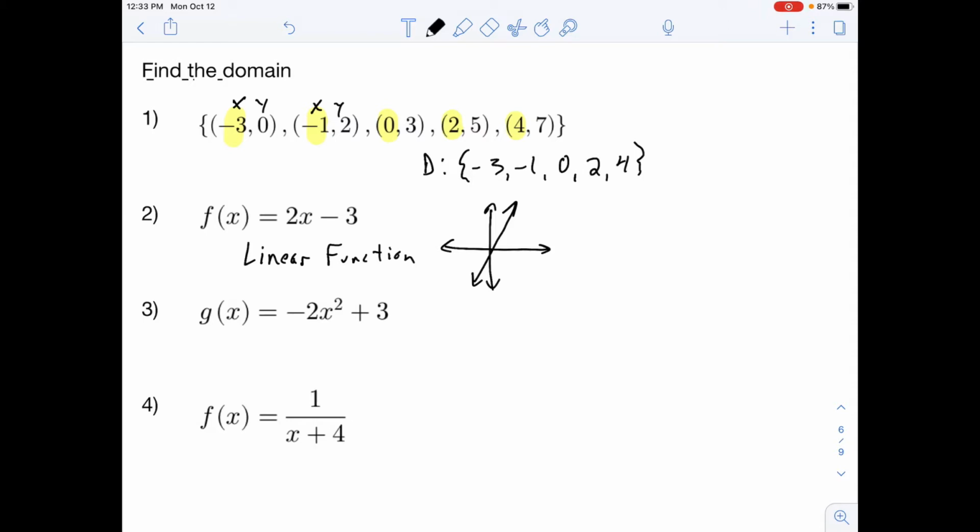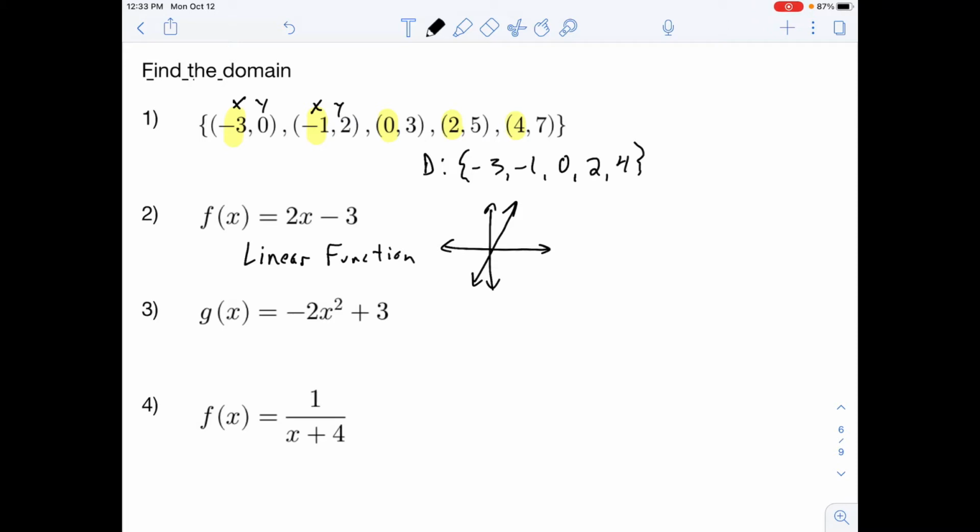So what do we want to find? We want to find what x values make this function defined. So in other words, what x values can I plug in here and I'm going to get a real y value back? Not an imaginary, it's going to be another real number. So if this goes forever to the left and forever to the right, you can see that no matter what value I plug in for x, I'm going to get a y value back.